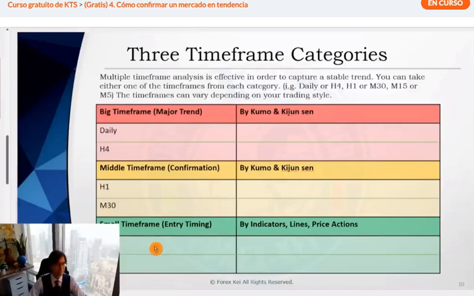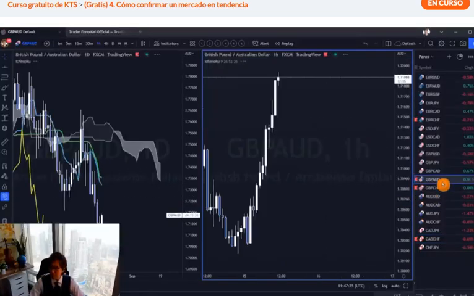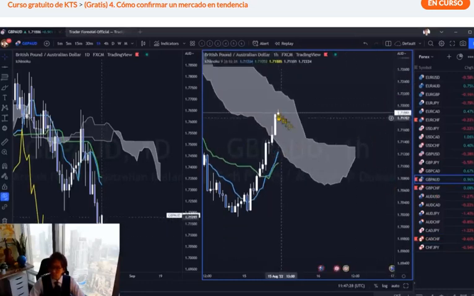Like this, I first identify which market is trending based on the daily or the 4 hour time frames, and then I break it down to either 1 hour or 30 to confirm the trends based on higher time frames. And again, this confirmation part is really important because the market may be retracing. Just like you saw in this example on the pound AUD, you don't want to sell here.